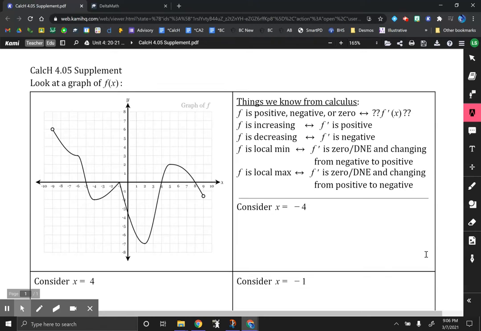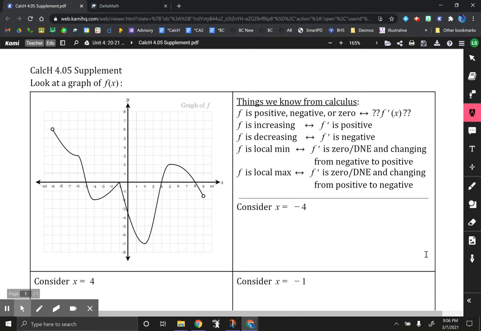Hi, everyone. I just wanted to take the chance to go through another couple of examples of the Delta Math problems that involve the graph of f or the graph of f prime. So over here off to the side, I have the things that we know from our calculus dealing with the original function and our first derivative f prime.